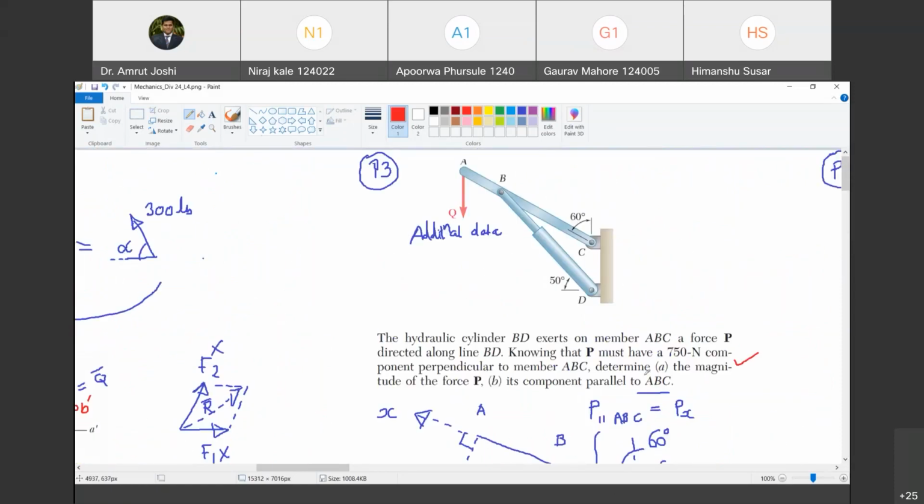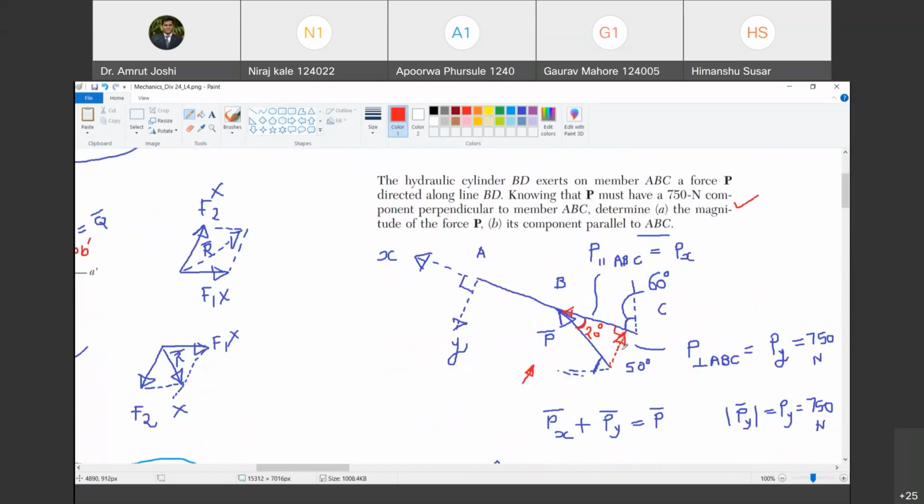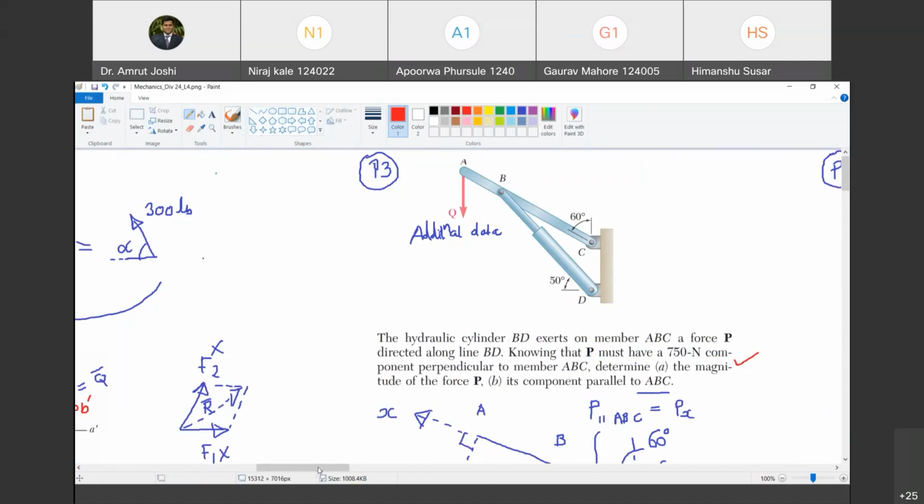So the entire catch was in understanding the geometry of the problem. Are you with me? So you had to find out the angle made by P either along the direction ABC, or with reference to the direction perpendicular to ABC. कौन सा भी एक angle आपने find out किया, तो you can write down the components of P along those two orthogonal directions. Are you with me? Okay. So this was problem number 3.